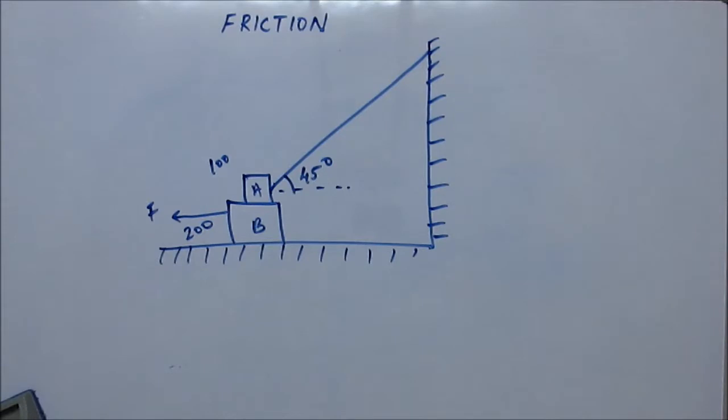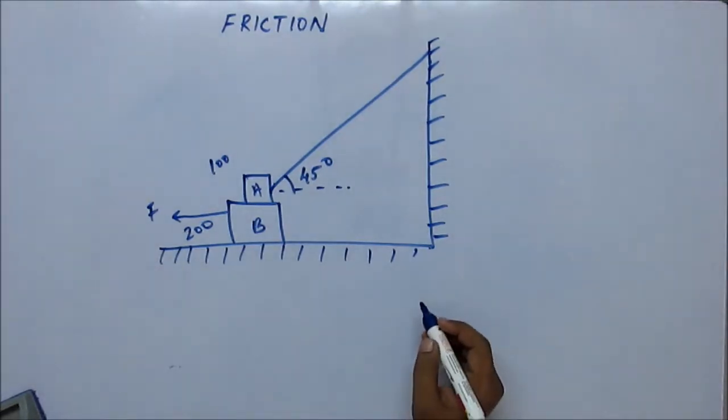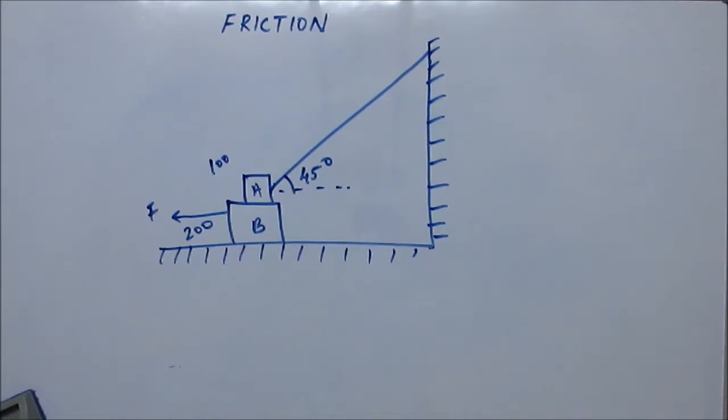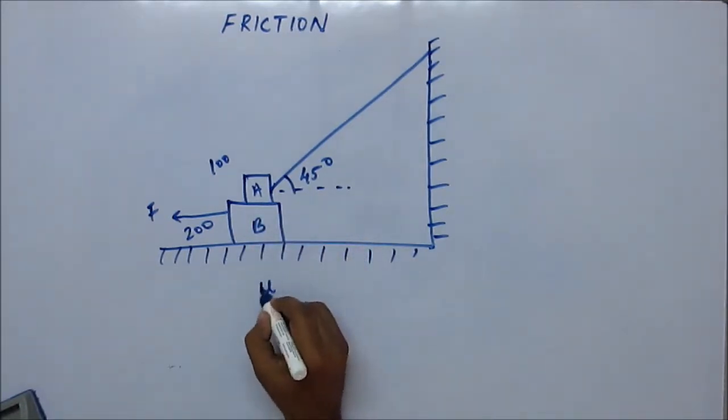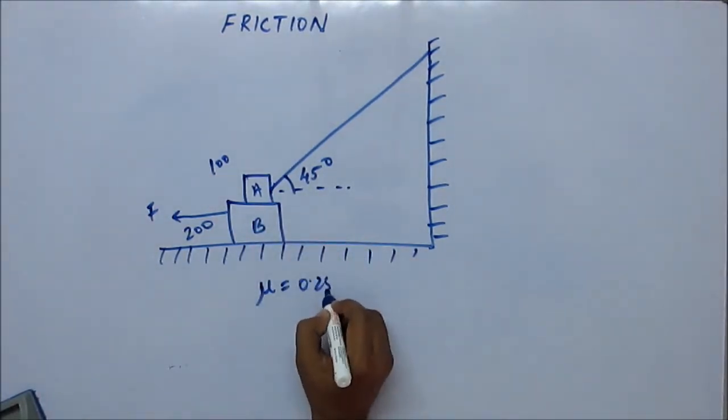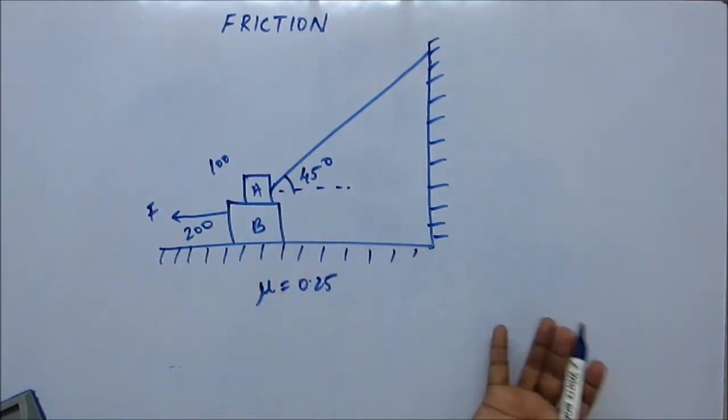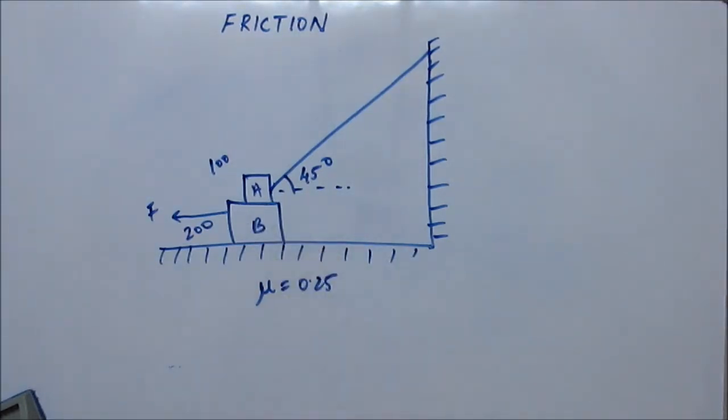Coefficient of friction, suppose, is given as 0.25. Mu is given as 0.25 between all the surfaces, between B and the ground and between A and B. So it's 0.25, and now you have to find the minimum amount of force so that B slides beneath A. This is a string. This is not going to break, so A is going to stay there.